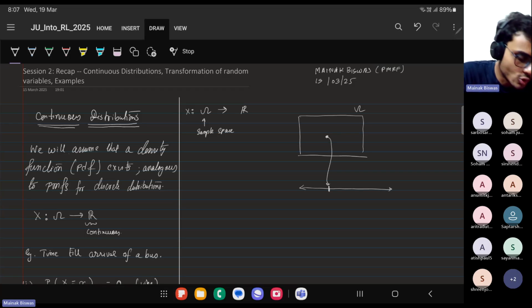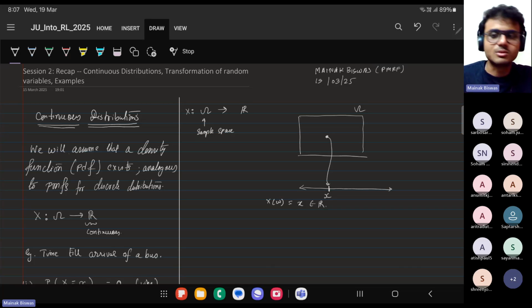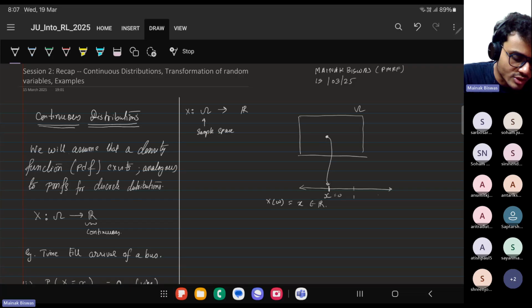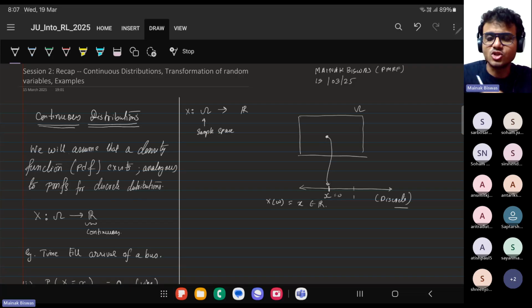What did it help us to do? It helped us to find out some small x, which belongs to R, which helps us to do a lot of computations like expectations and so on. We saw it only for x equal to 0, x equal to 1. That was the discrete case that we solved. We saw examples like the geometric distribution, the Bernoulli, the binomial, and so on.